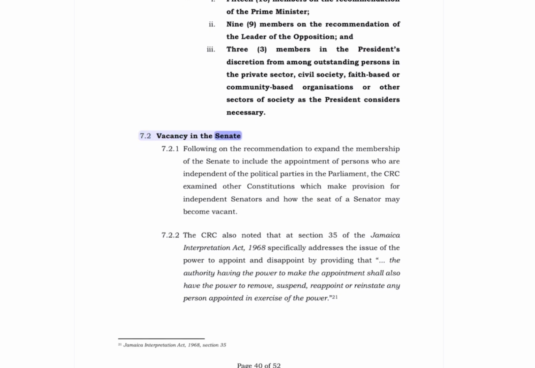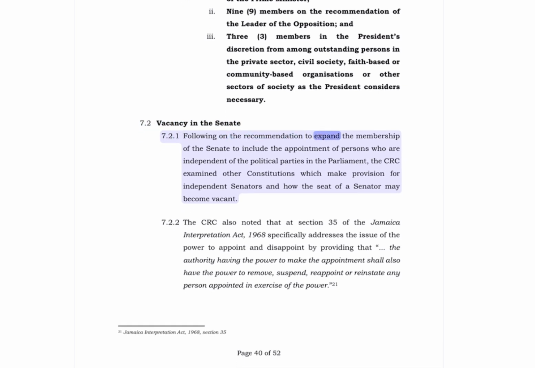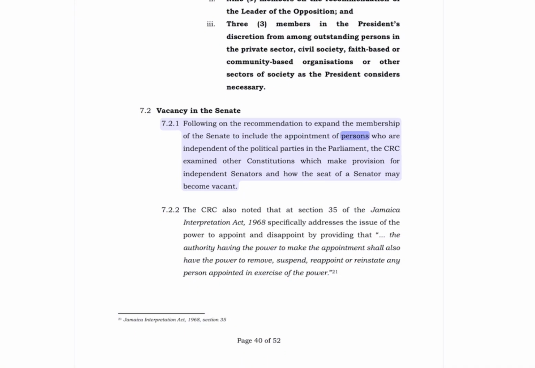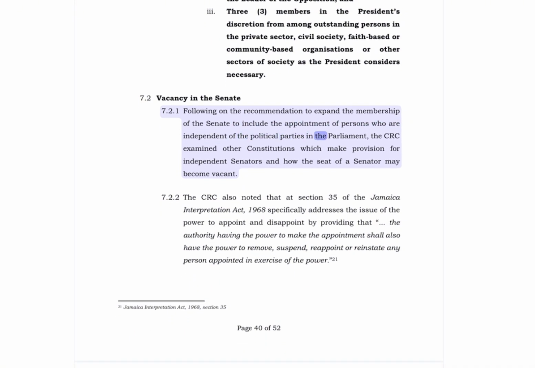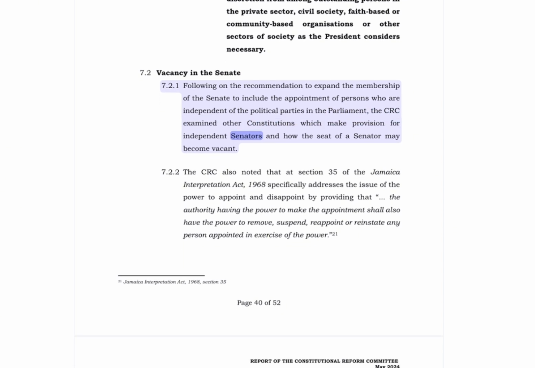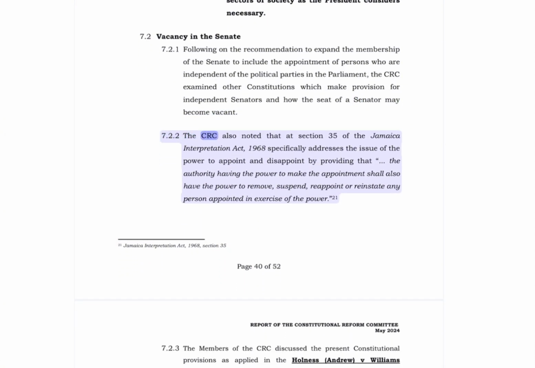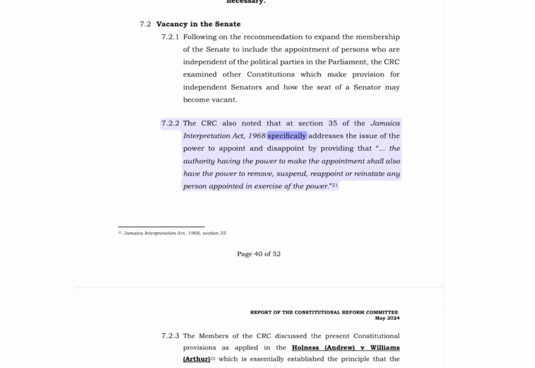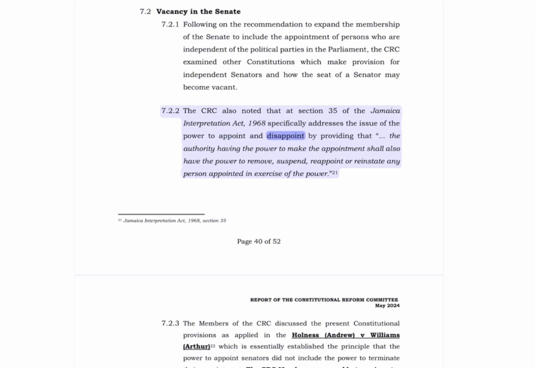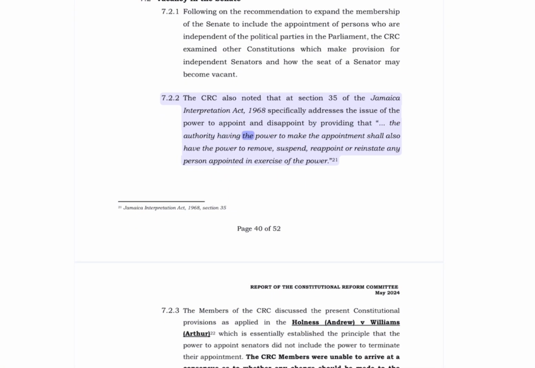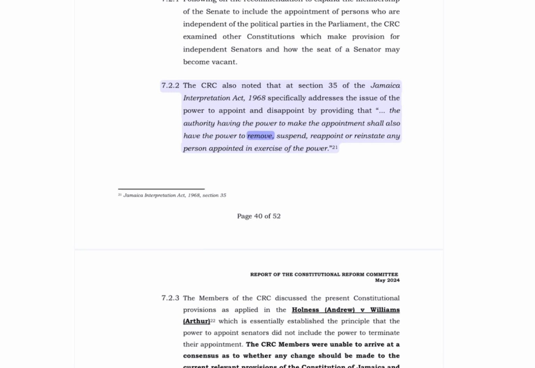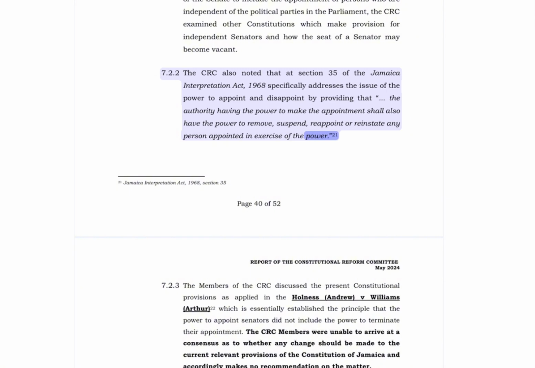7.2 Vacancy in the Senate. 7.2.1 Following on the recommendation to expand the membership of the Senate to include the appointment of persons who are independent of the political parties in the Parliament, the CRC examined other constitutions which make provision for independent senators and how the seat of a senator may become vacant. 7.2.2 The CRC also noted that Section 35 of the Jamaica Interpretation Act, 1968 specifically addresses the issue of the power to appoint and disappoint by providing that the authority having the power to make the appointment shall also have the power to remove, suspend, reappoint or reinstate any person appointed in exercise of the power.